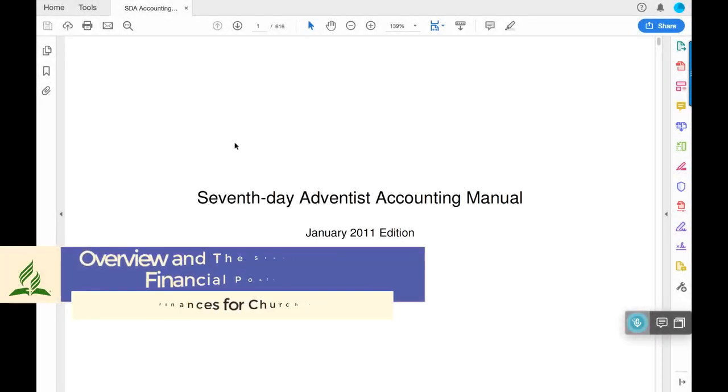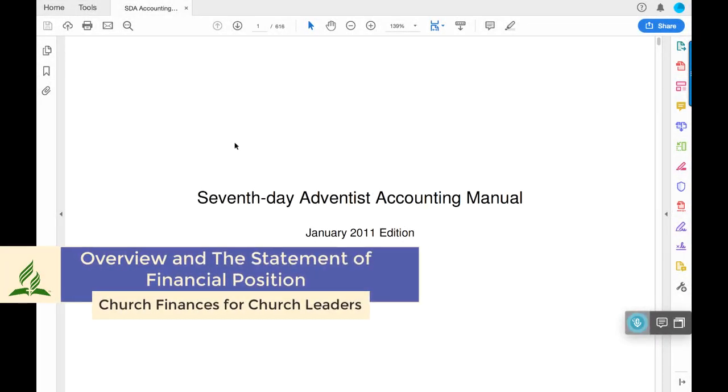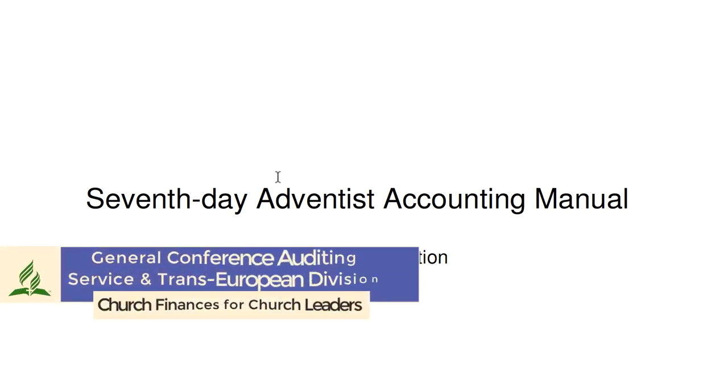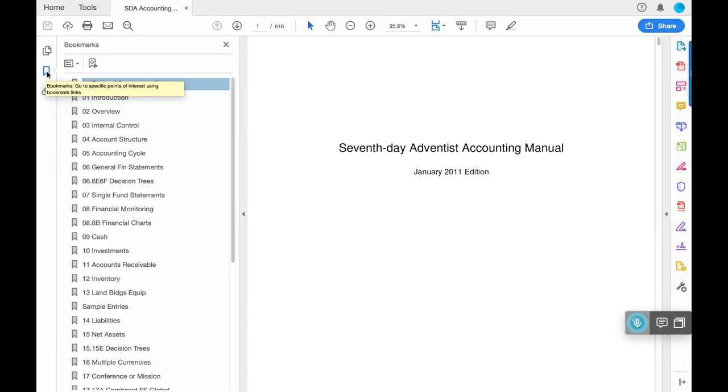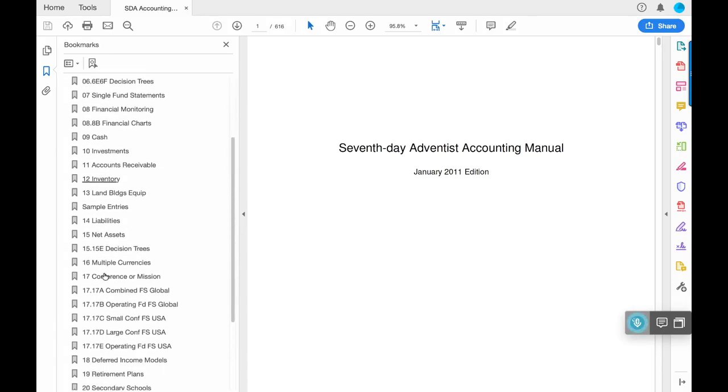The guiding light of the Treasury function in the denomination is something called the SDA accounting manual. I'm showing on the screen here the latest version, the 2011 edition. It right now is the standard that we are all trying to follow. And in it, it has the sample financial statements that will serve as our standard for looking at the statements.